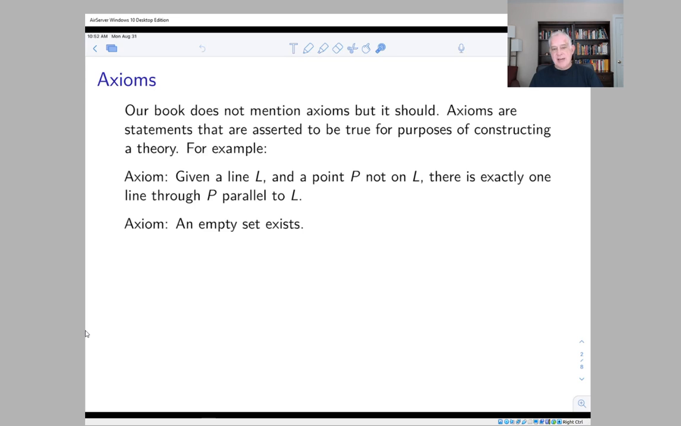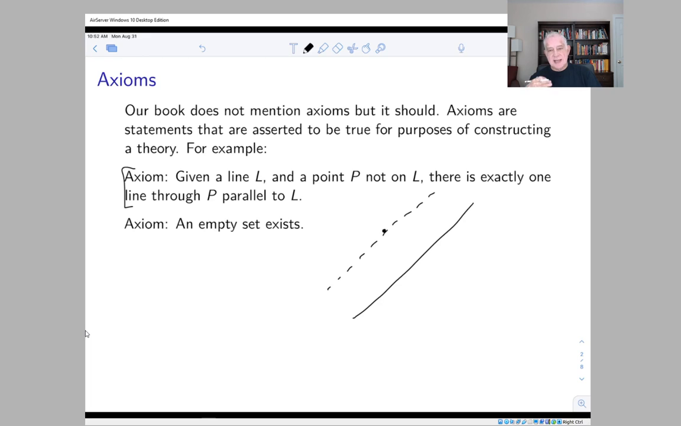So an example of an axiom, this is an axiom from Euclidean geometry. It says, given a line L, so here's the line L, and a point P not on the line L, there is exactly one line through P parallel to L. And this axiom has a long and interesting history.